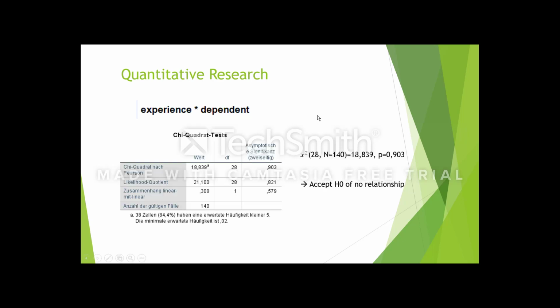Now we figured out the results for each decision-making style. For dependent, we see here the chi-square value and here the significance level, and we also accept for this conducted test the significance level of 5%, so 0.05. In all of the decision-making styles, we had a higher significance level than 0.05, so we accept the null hypothesis of no relationship between decision-making styles and experience.